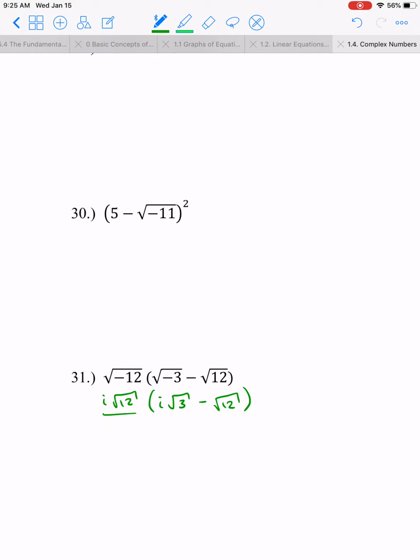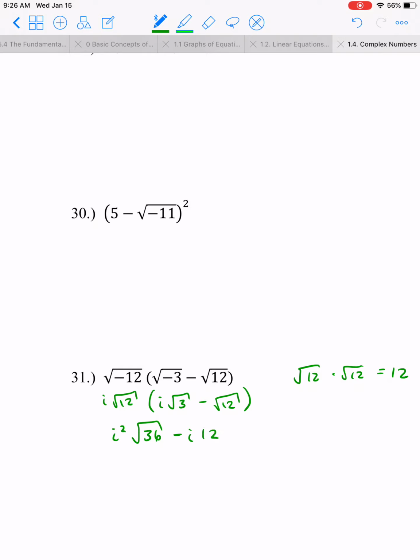So then what I want to do is go ahead and distribute this i times the square root of 12 through. And so I have i square root of 12 times i square root of 3. That's i squared, and 12 times 3 is 36, so the square root of 36. And then I want to multiply this i square root of 12 times the negative square root of 12 there. And so this is minus i, and then square root of 12 times square root of 12. Well, square root of 12 times square root of 12 is the square root of 12 squared, which is just 12, okay? So this is just going to be a 12.